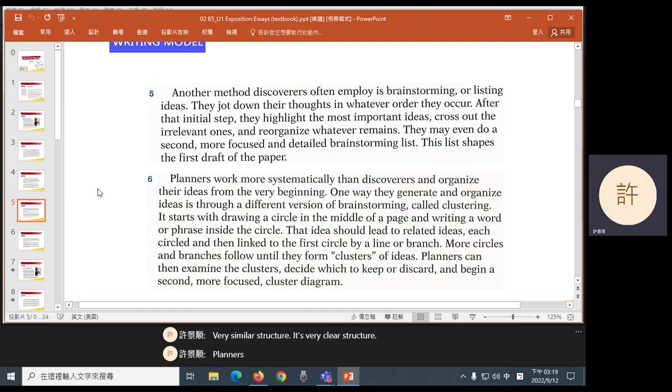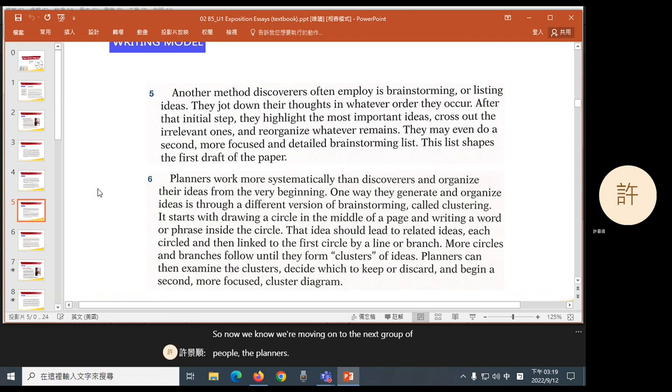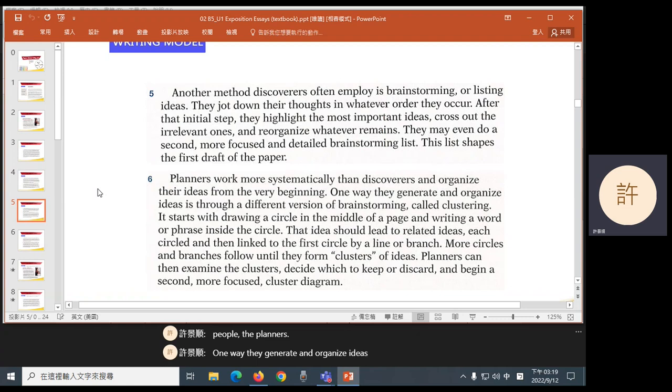Planners work more systematically than discoverers and organize their ideas from the very beginning. So now we know we're moving on to the next group of people, the planners. One way they generate and organize ideas is through a different version of brainstorming called clustering. So we have the name of the method, clustering, and it tells us it's very much like brainstorming. So we're already prepared to meet a new method that looks familiar.